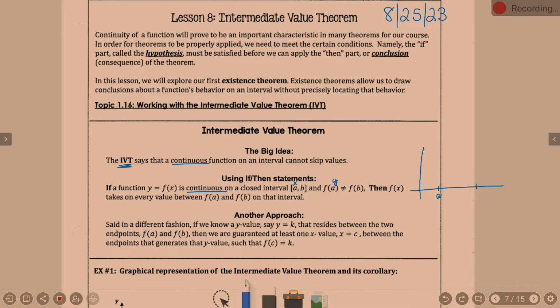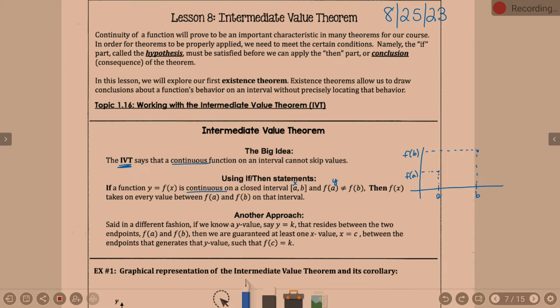Here's A, here's B. Now, f of A cannot equal f of B means the point at f of A cannot be the same as the point at f of B. Does that make sense? It's like f of A is the y value when A is plugged in, and likewise for f of B. So the y values can't be the same. Right.